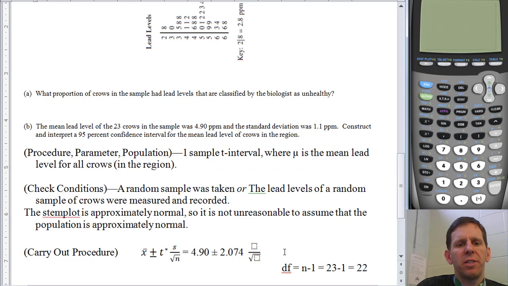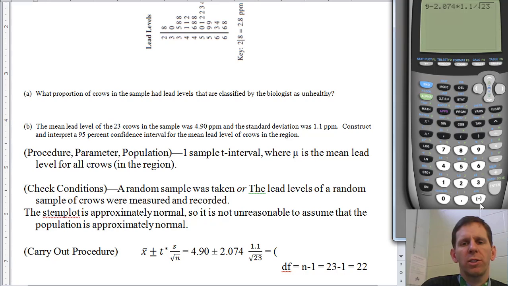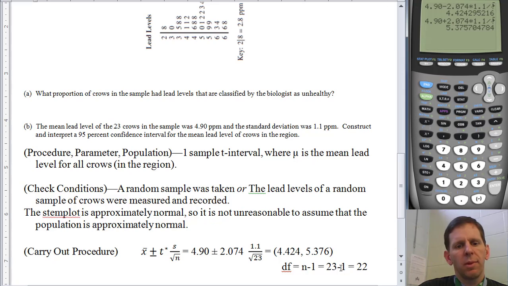s is our sample standard deviation. It says that the sample standard deviation is 1.1. And our sample size is 23. That's n. When we crunch out the smaller value in the interval, we get a value of 4.424. And when we hit second enter and replace the minus sign with a plus sign, we get the larger number in the interval, and that happens to be 5.376. If you rounded slightly differently, that's fine.